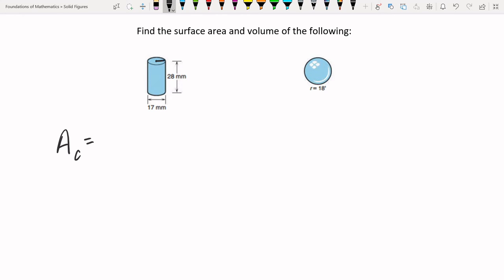Now the radius is this distance here. We're not given that, we're given this distance here, but that's just the diameter. And we know that the radius equals 1/2 the diameter. So 1/2 of 17 gives us 8.5. And the area of the circle is pi times the radius squared. I'll just show that this right here is 8.5. Of course, it's going to be in millimeters.